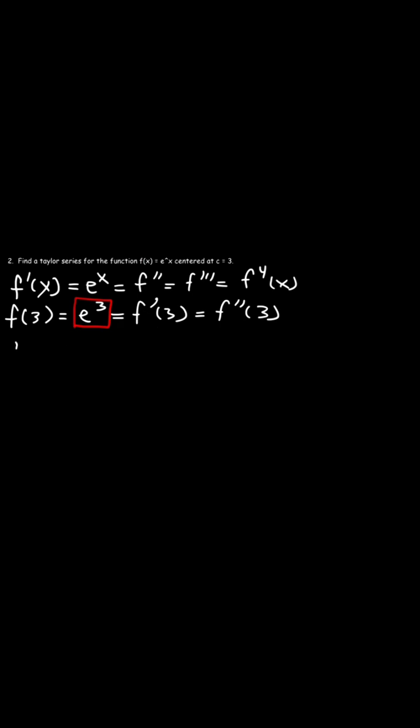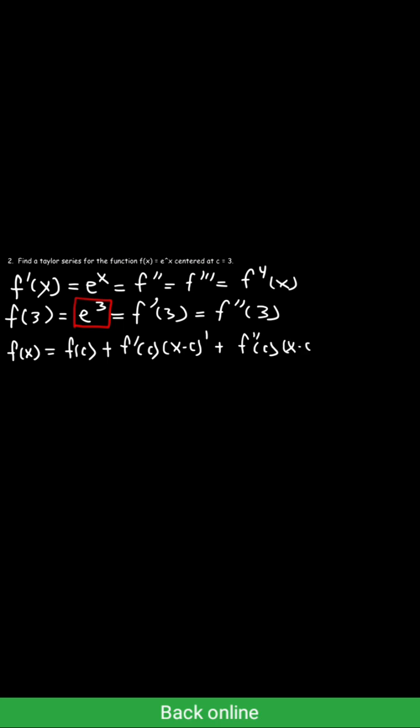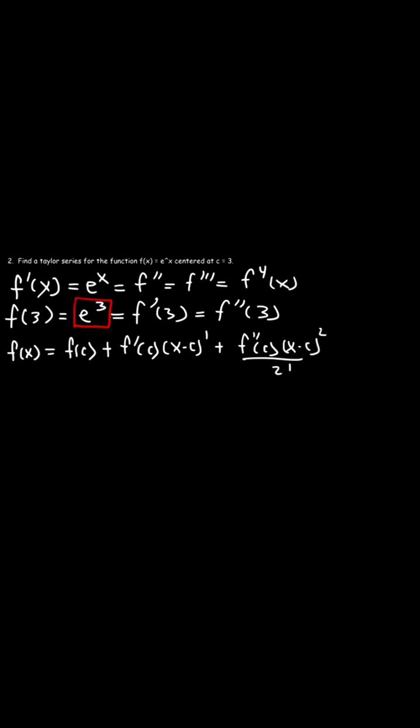Now, let's write out the function. So f of x is going to equal f of c plus f prime of c times x minus c to the first power, plus the second derivative times x minus c to the second power divided by 2 factorial, and then it's going to be the third derivative times x minus c to the third power over 3 factorial, and then that's just going to continue.